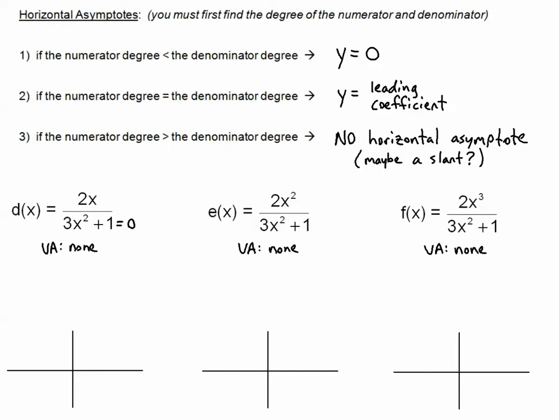So let's look at d of x and let's talk about the degrees, because that's what we need to do for our horizontal asymptotes. The degree of the numerator in d of x is 1. That's a little exponent here. And the degree in the denominator is 2. So clearly this is case 1. Since the numerator's degree is less, I know that it's going to be y equals 0. So I'll dash that in, y equals 0.